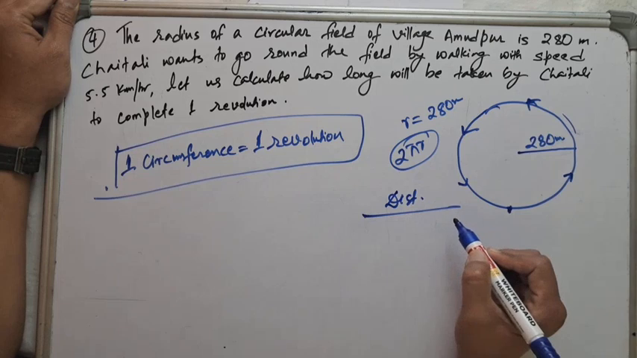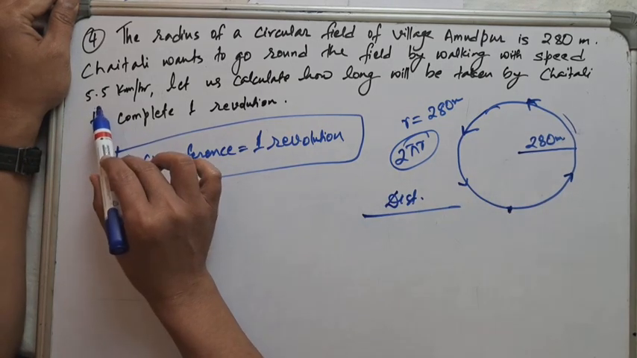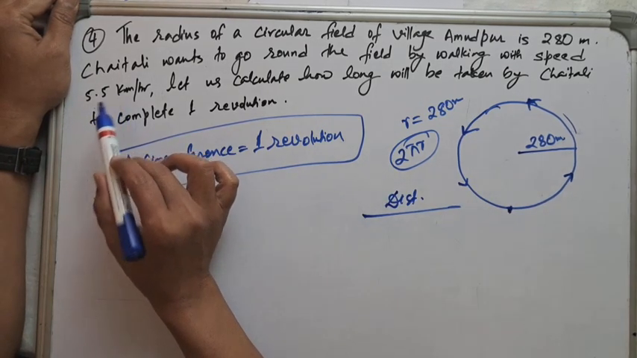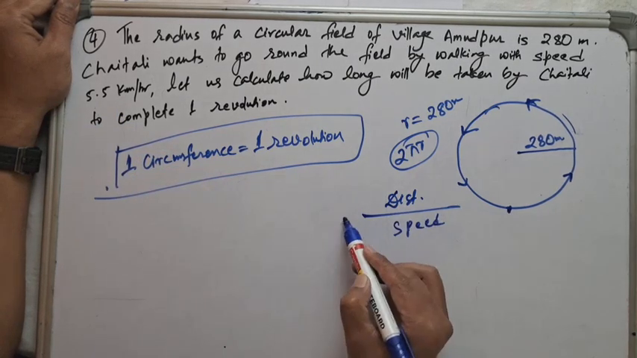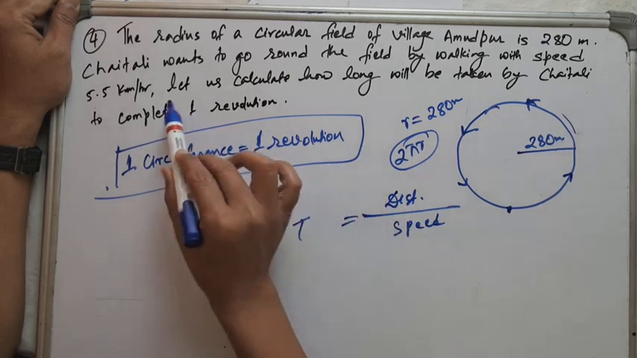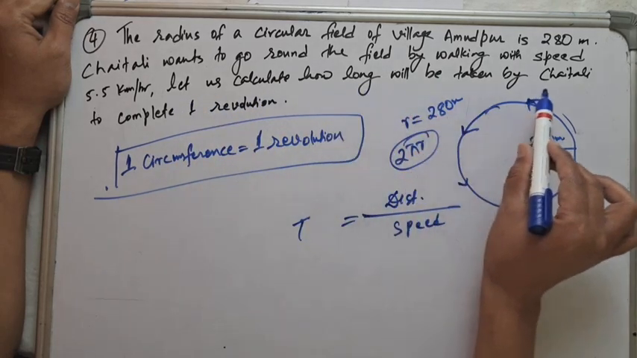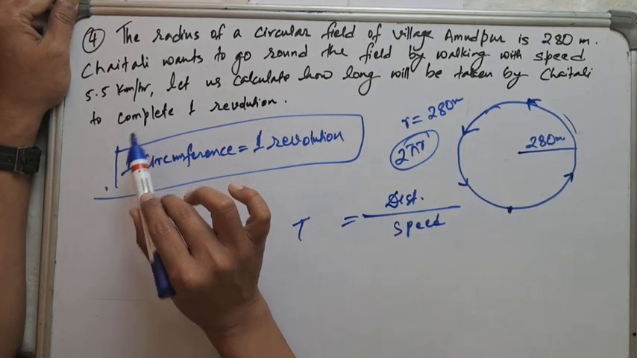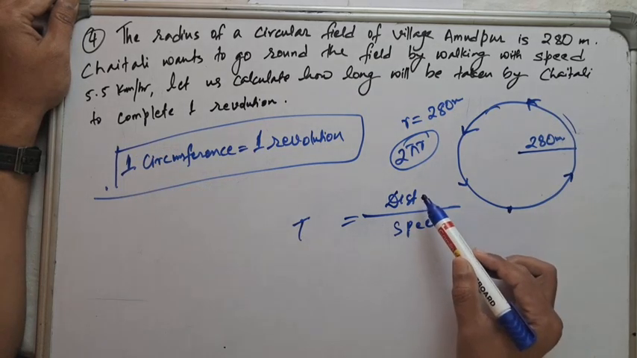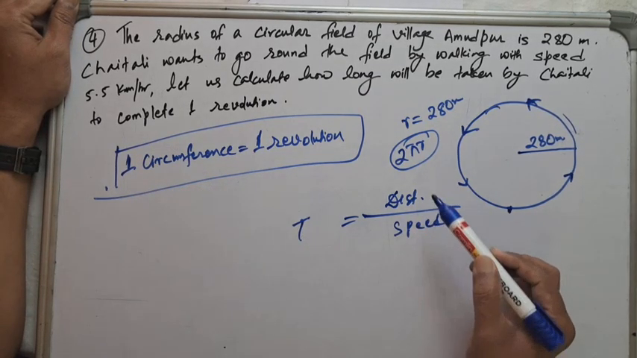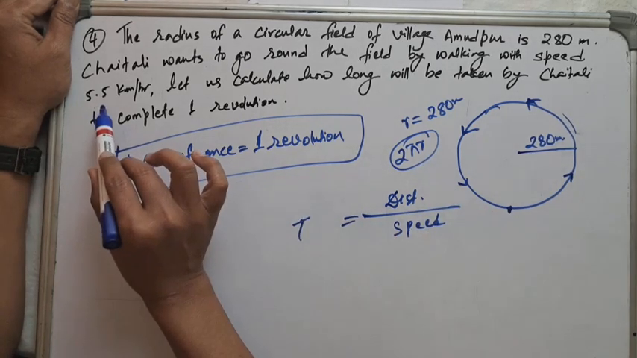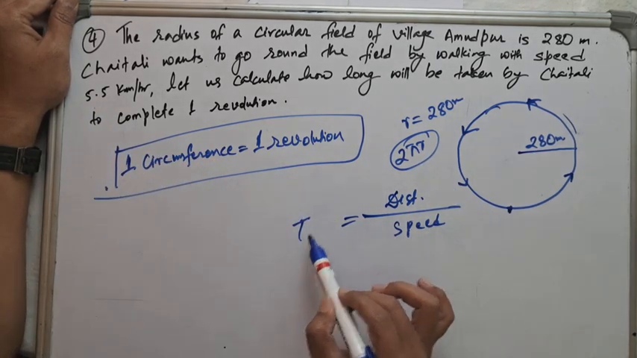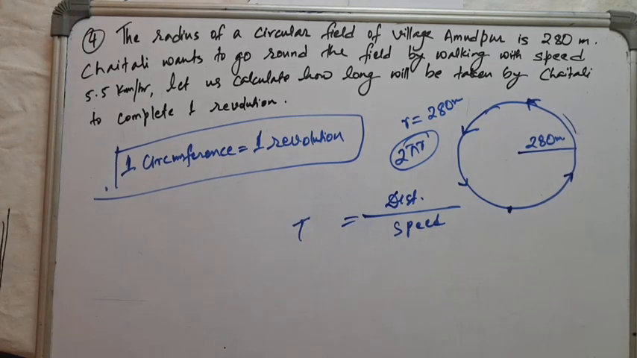And the speed of Chaitali is given to us, 5.5 km per hour. So distance divided by speed will give us time. We are asked to calculate how much time Chaitali will take to complete one revolution. So time is given by the formula distance upon speed. We have the distance, that is the circumference of the circle. Speed is given in the question, so we can easily calculate the time taken by Chaitali, isn't it? I hope you got this. Now let us solve this question.